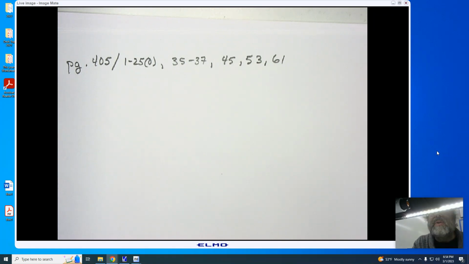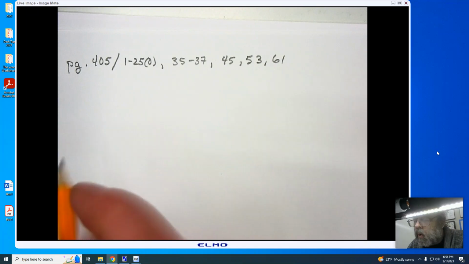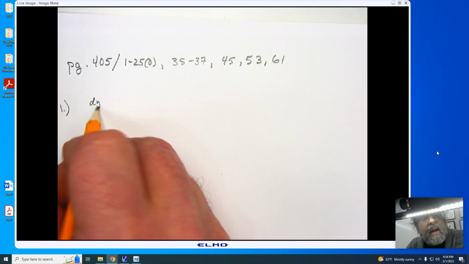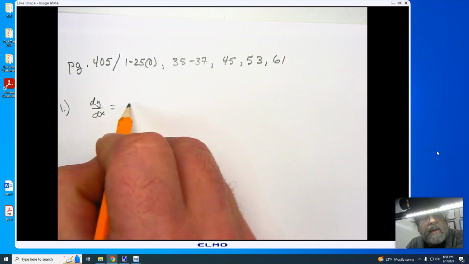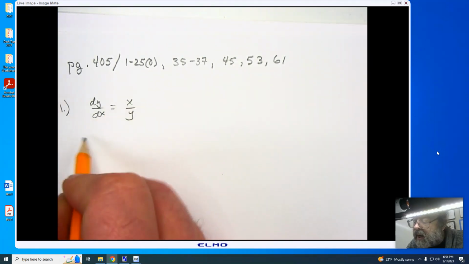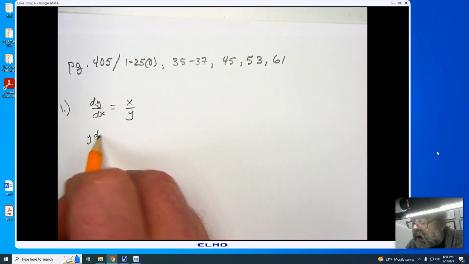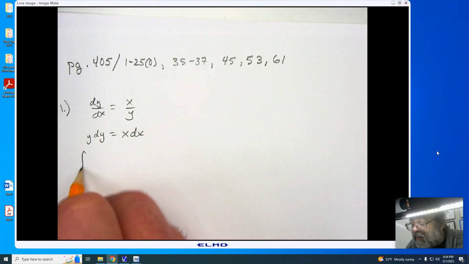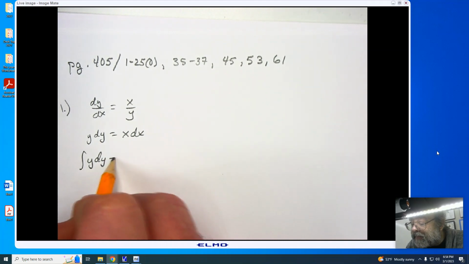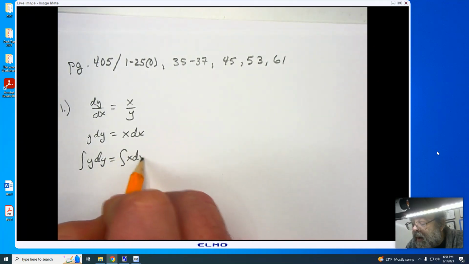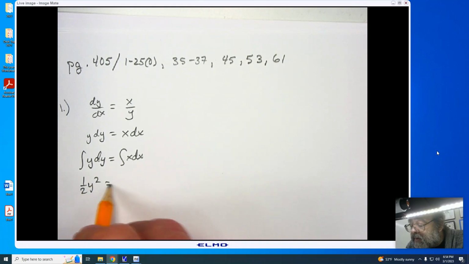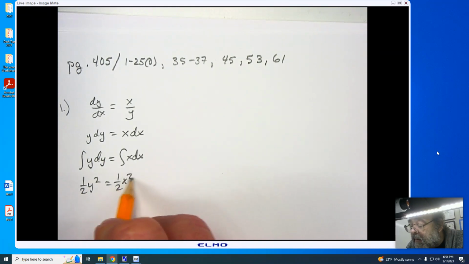So we're going to go ahead and we're going to start with number 1. Number 1 is asking us to find the general solution. We are being given dy/dx is equal to x divided by y. We start by separating our variables, just as we always do, and then we put our integration down. We now integrate, giving us 1/2 y squared equals 1/2 x squared plus c.